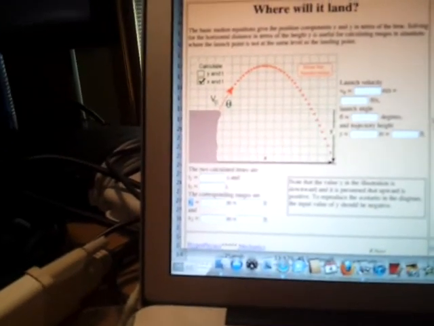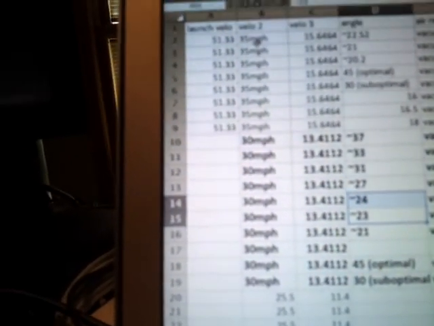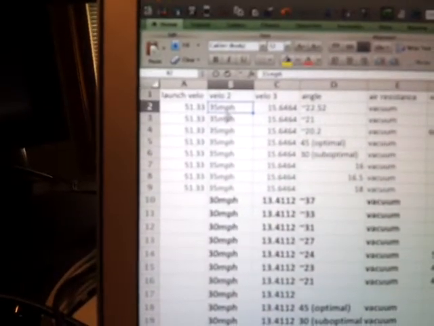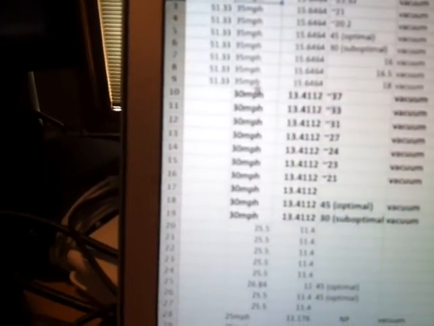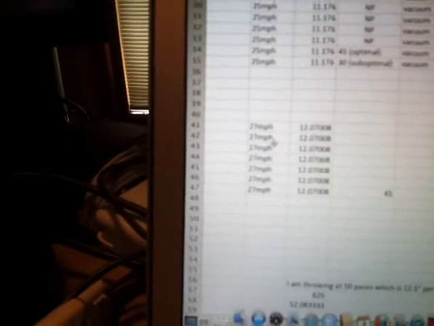Okay. So when I plug in my data, what I was doing is I was basically hypothesizing and testing out different theories. The first theory I had was against 35 miles an hour. And then I tested for 30, and then I tested for 25, and then I tested for somewhere in between, which was 27.